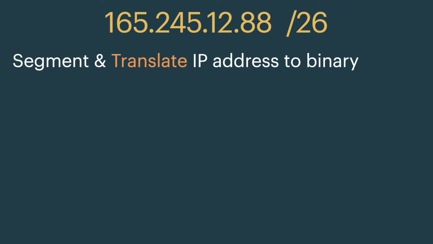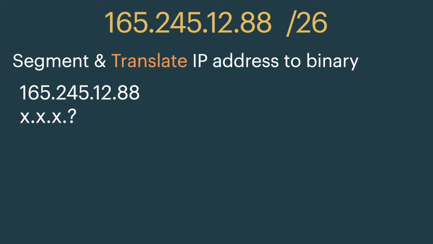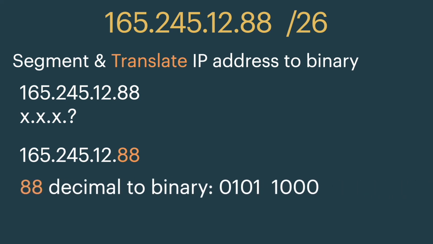Okay. First, we'll segment and translate the IP address to binary. 165.245.12.88. So we need to find where is the full octet and the one that we need to translate. So we know that /26 has 3 full octets. So we know that in the last octet is the rest of the network. So we need to translate the last octet to binary. So that 88 means 01011000.